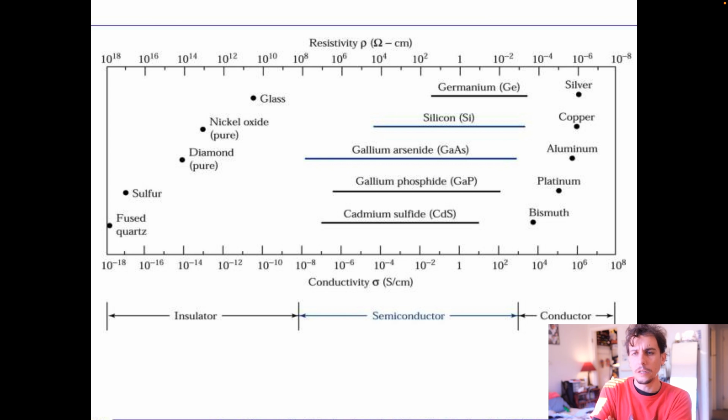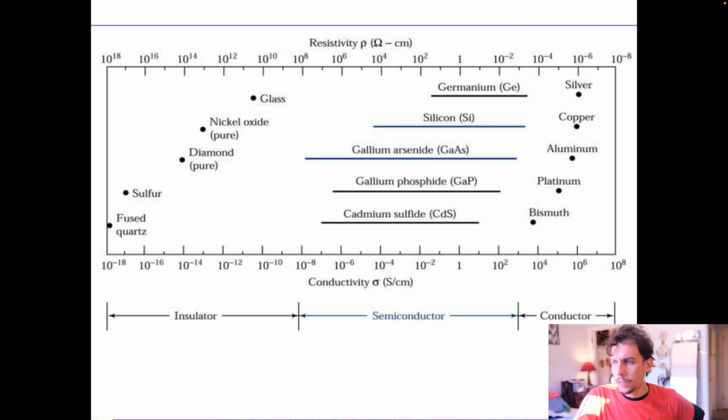So fused quartz on the bottom left has a 10 to the negative 18 conductivity value, meaning 18 zeros before that 1. Looking at the top, at resistance, its resistance is 10 with 18 zeros behind it. That's how many ohms of resistance it is. But if we look at something like silver, at the far top right, it has a resistance value of 0 point 6 zeros and then a 1. So huge variance.